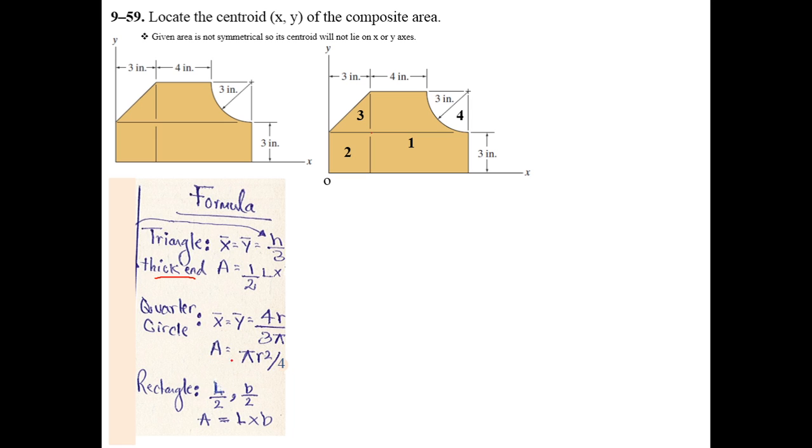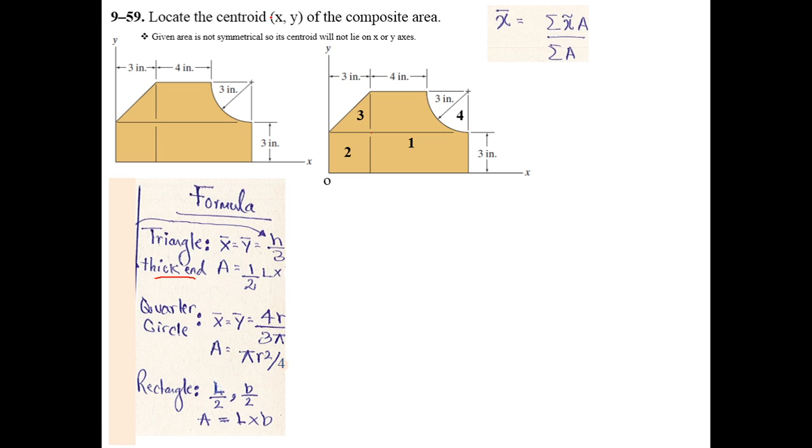Then for the quarter circle, the area is pi r square upon 4, because it is the fourth part of a circle. The area of a circle is pi r square, therefore it will be pi r square upon 4. The centroid will be 4r upon 3 pi measured from the center of the circle, this point. It is 4r upon 3 pi, the centroid. Then for the rectangle, things are very easy. Area is length into breadth, and the centroid will lie at half of the dimensions, L by 2 and B by 2.